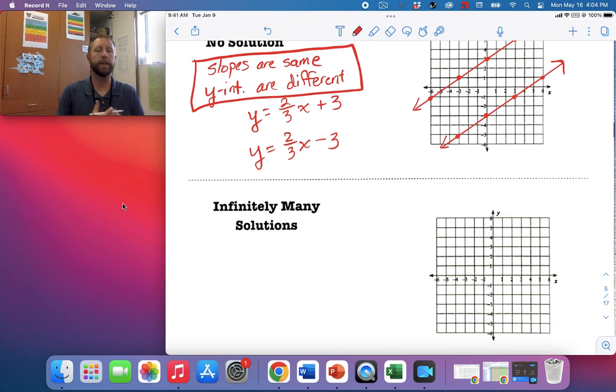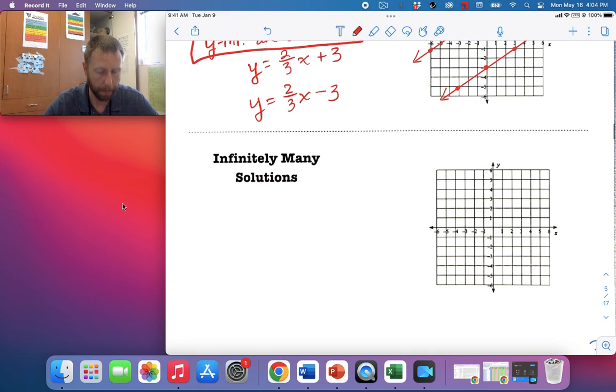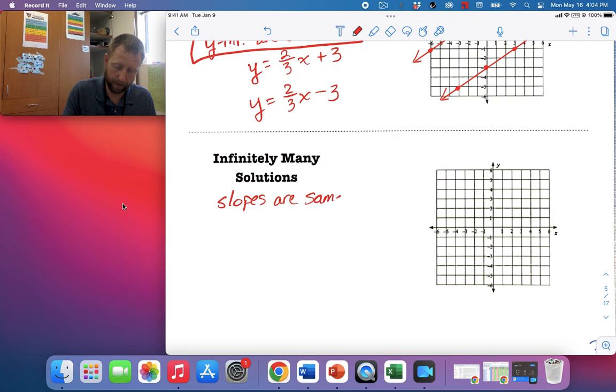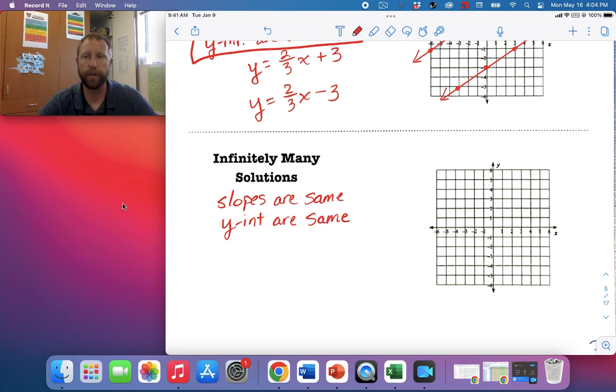And then finally, the infinitely many solutions: everything's the same. Infinitely many solutions means every single point they intersect. We'll think about what that would mean. It means the same line. So slopes are the same, and the y-intercepts are the same. Everything's the same, slopes and the y-intercepts.